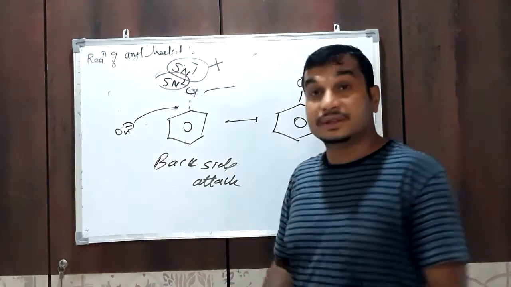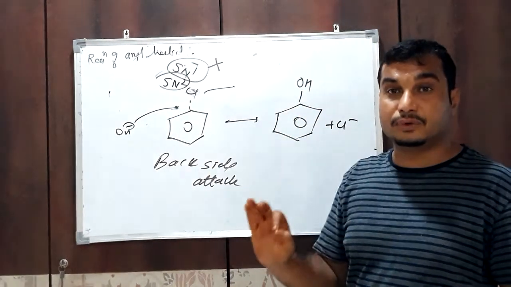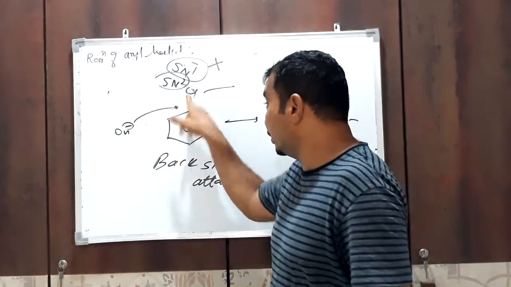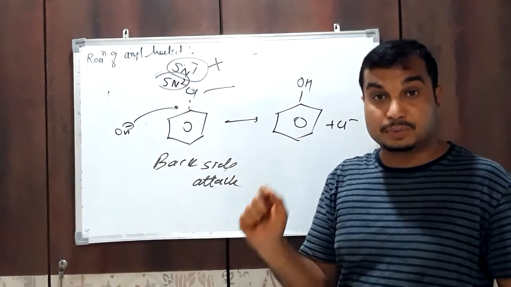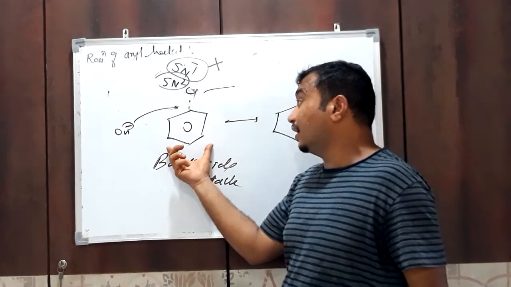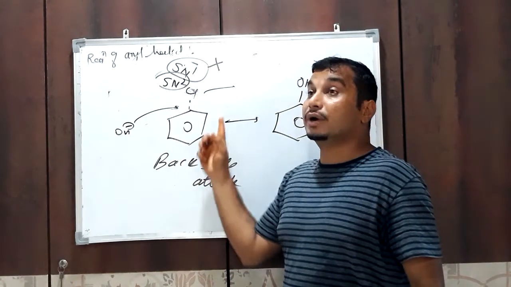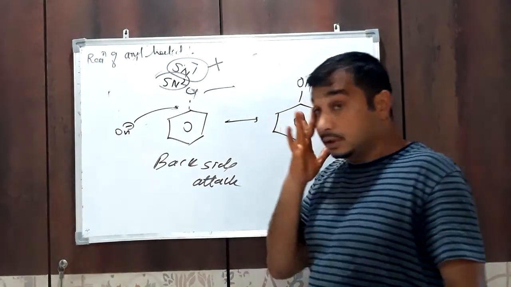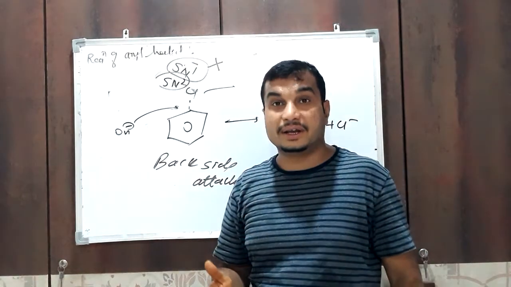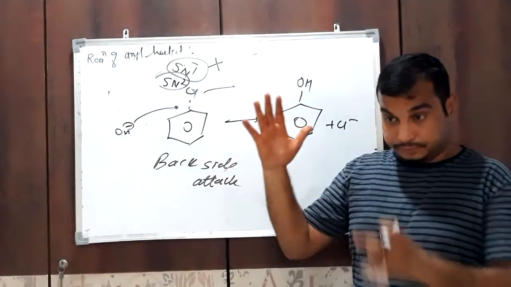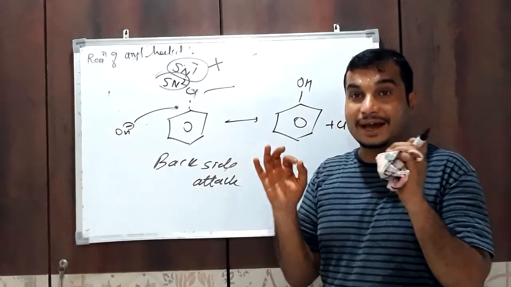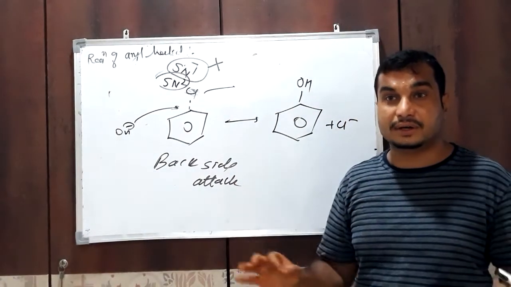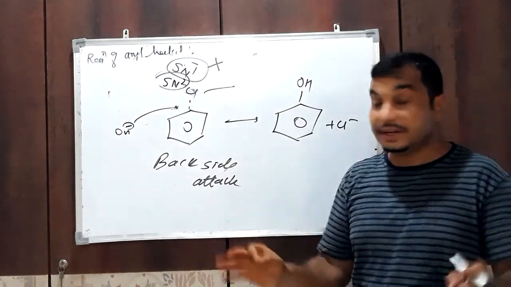And if we consider SN2, then backside attack of the nucleophile on the carbon bearing the halogen atom is also not possible in case of aryl halide, due to the presence of this big bulkier phenyl group. So neither SN1 nor SN2. So aryl halide at normal condition never undergoes nucleophilic substitution reaction.